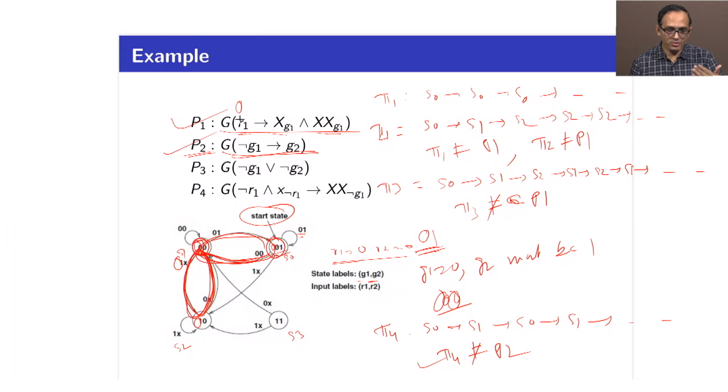So, this way if you take any property, let us say I take P3 now, P3 saying that at least one of them should be 0, right. Both of them cannot be 1.